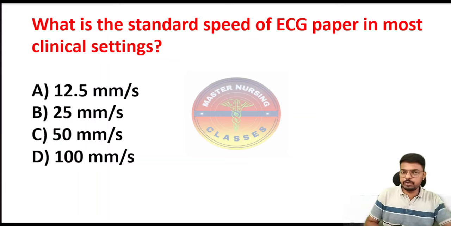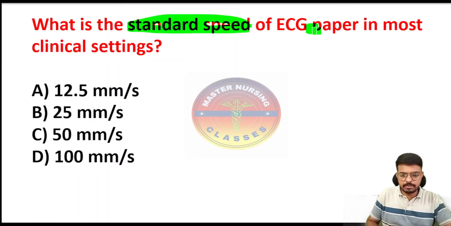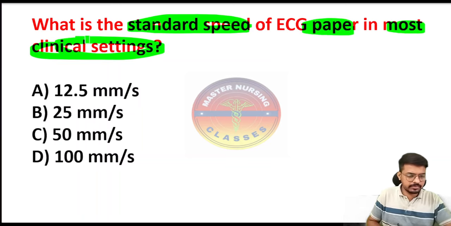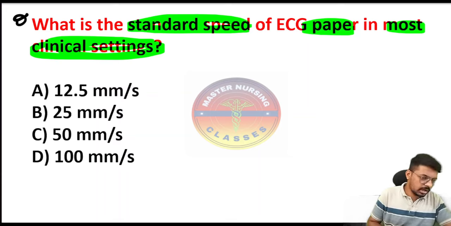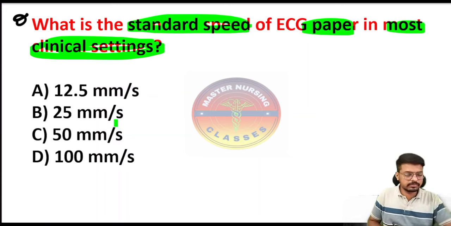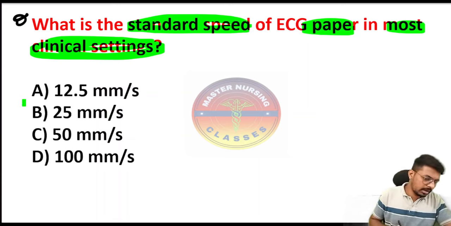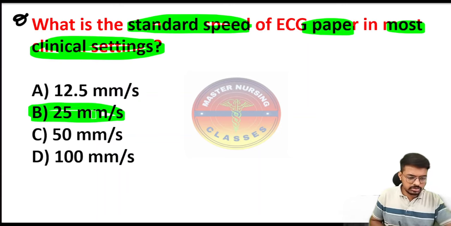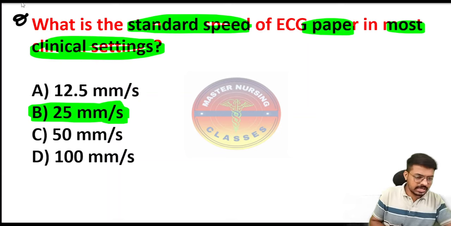Yes, so this is an important question, and this is a very basic question, all people have to know about this. What is the standard speed of the ECG paper in most clinical settings? In most clinical settings, what is the standard speed of the ECG paper? Please answer in the comment box. Option A, 12.5 mm per second. Almost all of you have already chosen the answer, so I will not waste your time here. The 25 mm per second is the standard speed.